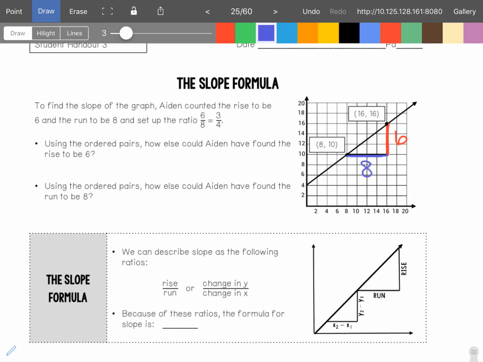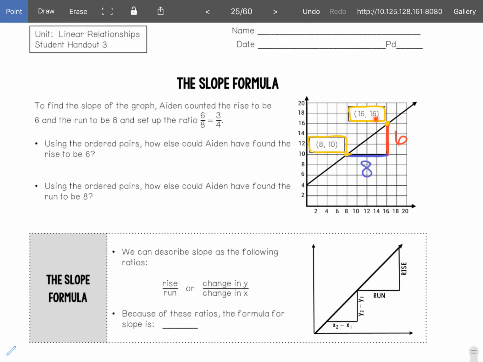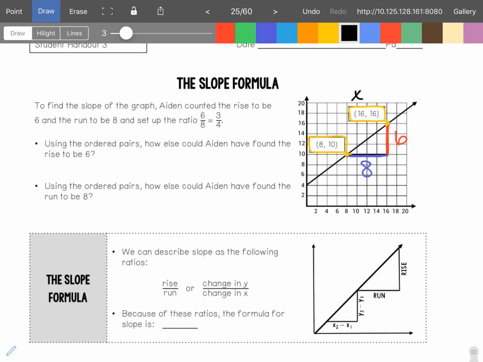All right, look at the next bulleted point. It says using the ordered pairs. Now, just to make sure we're on the same page, this is an ordered pair, 16, 16, and this is the other ordered pair, 8, 10. So using the ordered pairs, how else could Aiden have found the rise to be 6? If you look at these ordered pairs, remember the rise goes up and down. Okay, think the rise deals with the y's, and in an ordered pair, we have an x and a y value for each. So if we look at the y values, 16 and 10, how could he get 6?